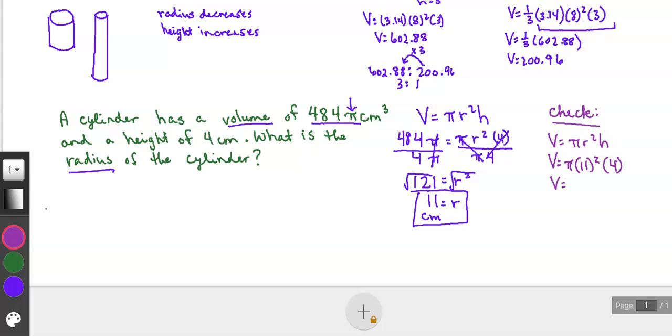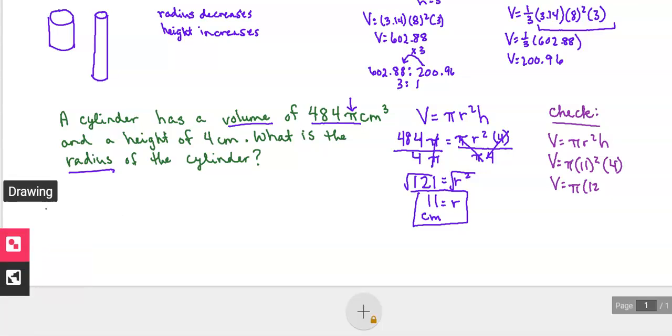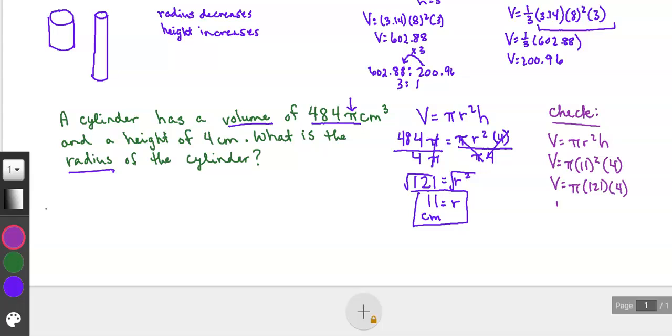Well, if I square 11, I'm going to get 121. Sorry, not 12, 121. And then if I take that and multiply it by 4, I happen to get 484, bringing down that pi symbol every single step. So you notice how I got a volume of 484 pi, which is exactly what they told me in my original problem. If I don't get that same value, then I have done something wrong. So that is a way to check your work so you can catch those easy mistakes.